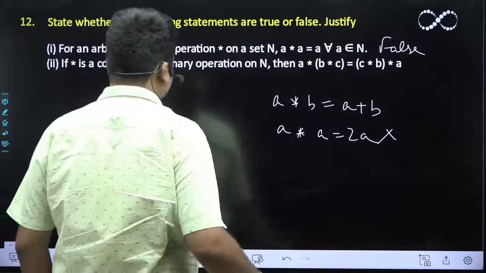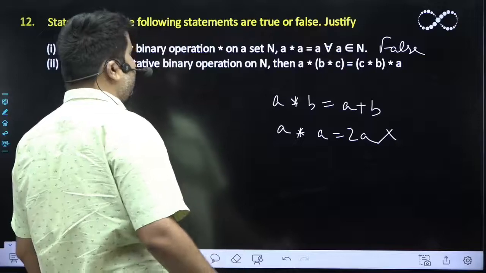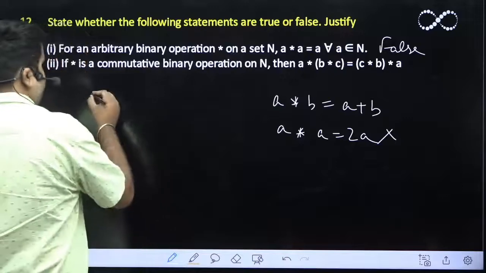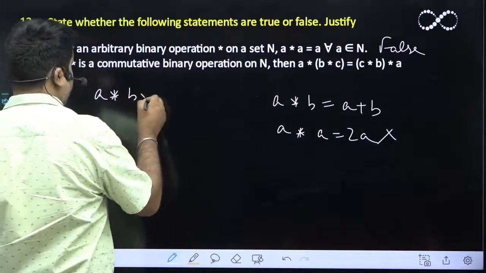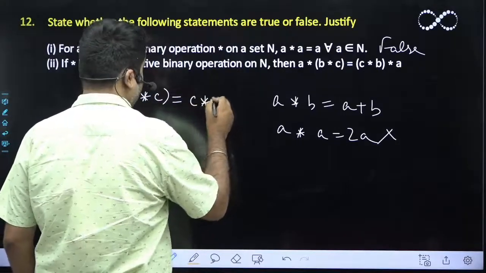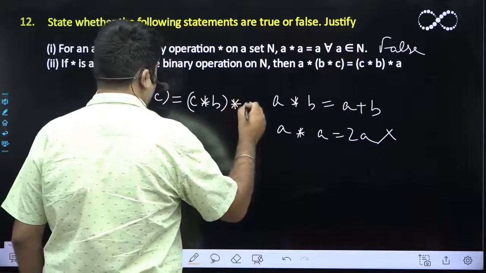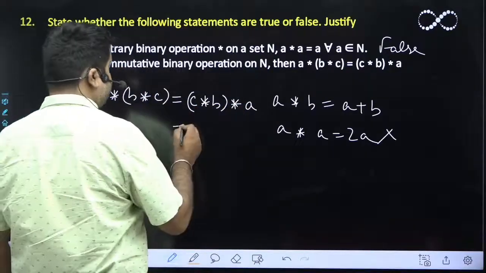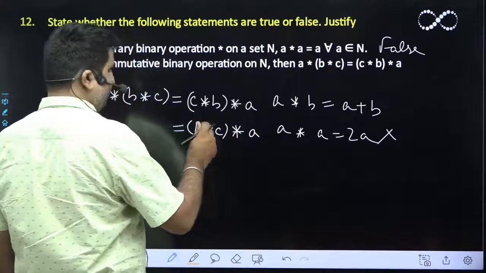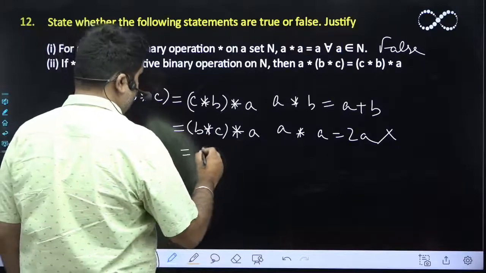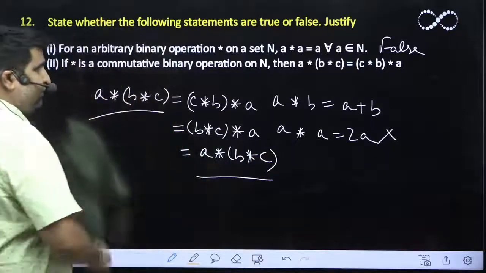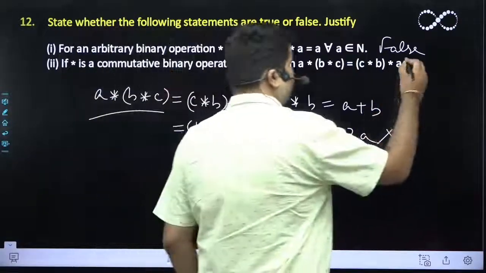If star is commutative binary operation, then A star B star C is equal to C star B star A. If you have A star B star C on this side, and here you have C star B star A. Now what is C star B? This is same as B star C, since star is commutative. What is A star B star C star A? This is same as A star B star C. Hence proved, therefore, this will be true.